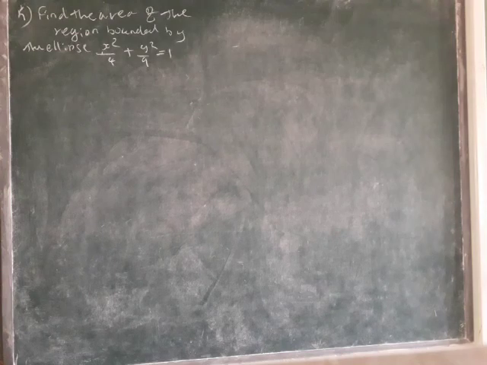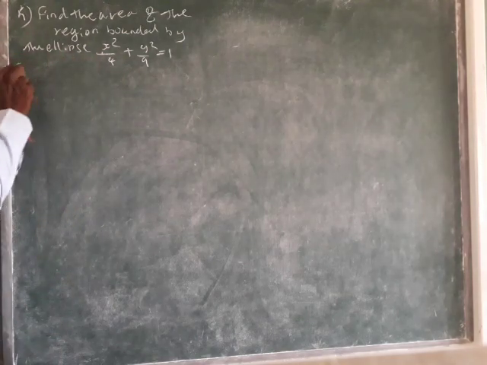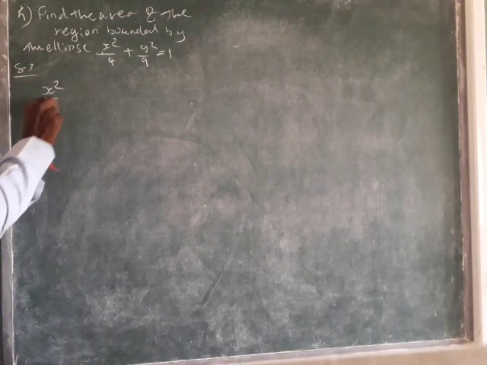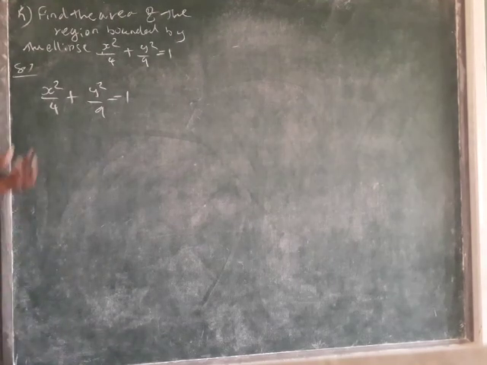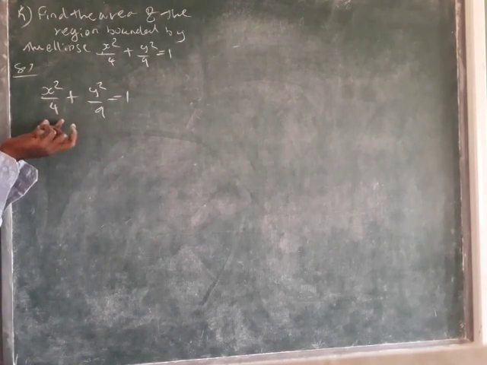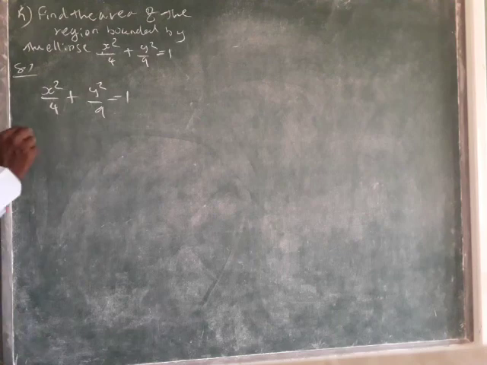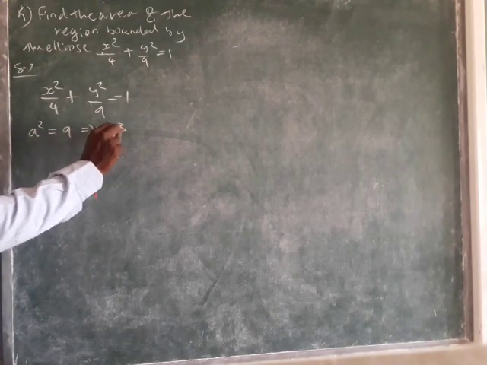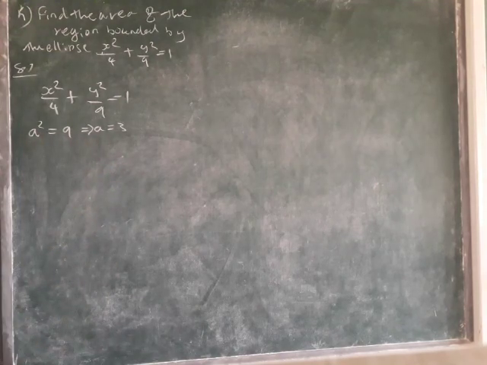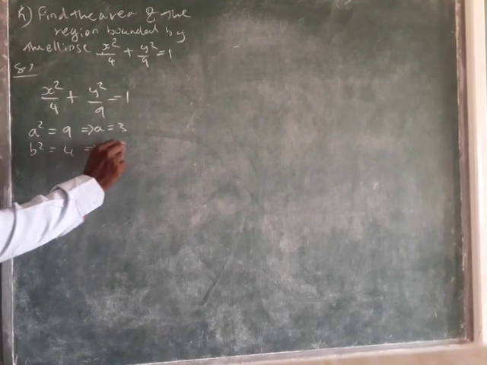Suppose they asked to find the area covered by the ellipse. The ellipse is parallel to the y-axis. The given equation of the ellipse is x squared by 4 plus y squared by 9 equals 1. See, the denominator value 9 is more than 4, so the greatest value we take as a squared. Now a squared equals 9, then a equals 3. Plus or minus, just take 3. Then b squared equals 4, then b equals 2.